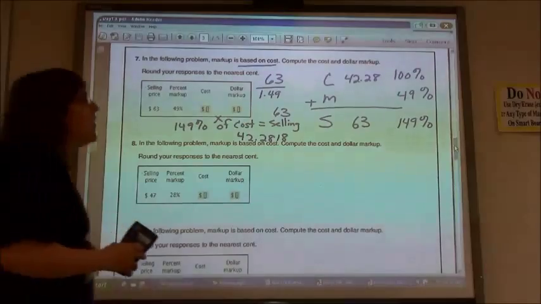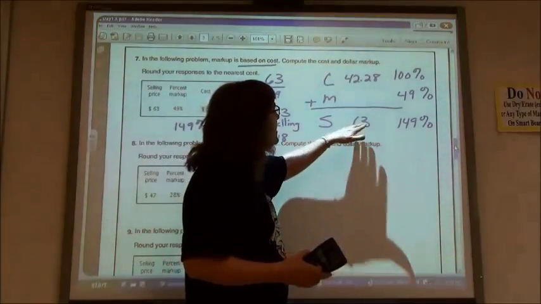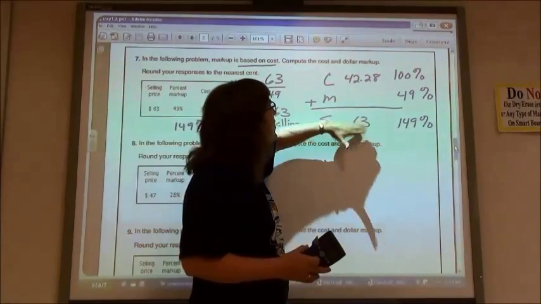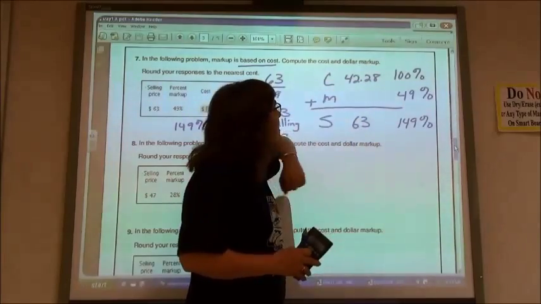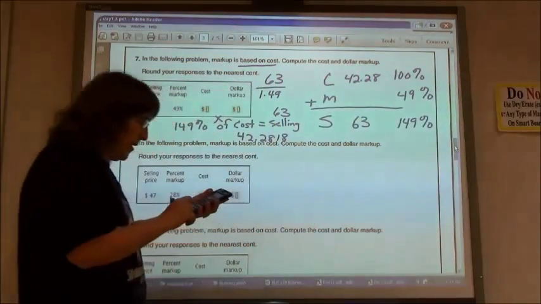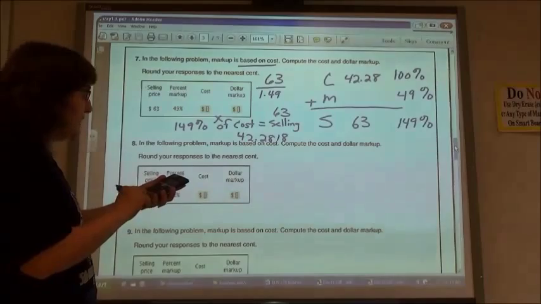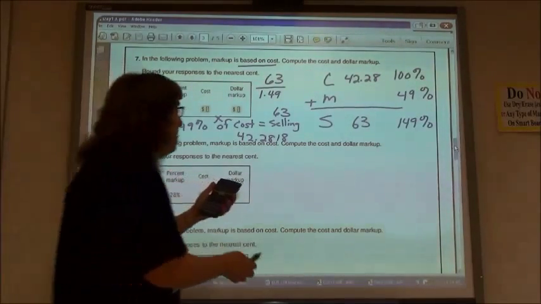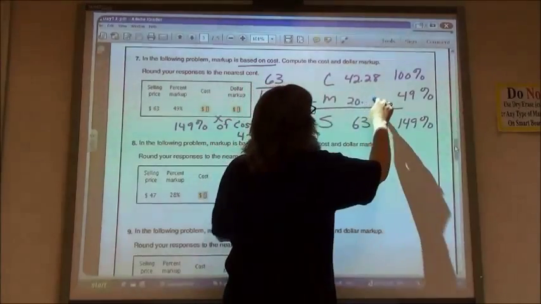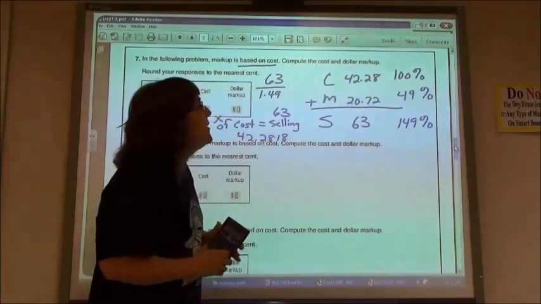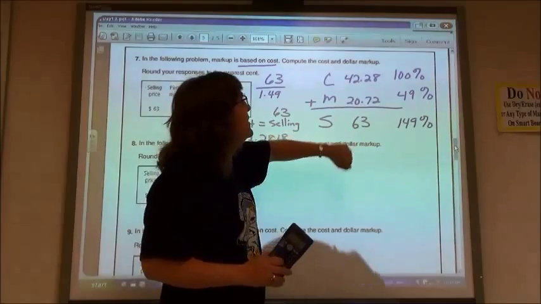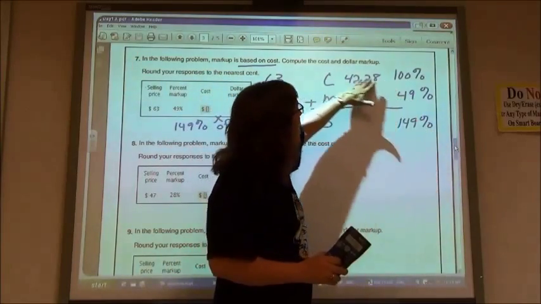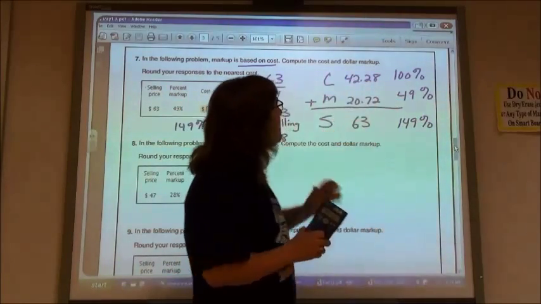Two different ways I could find my markup. The easiest way is just to go ahead and subtract, right? We know that the difference between these two things would give us our amount. So if I take 63 minus 42.28, I get $20.72. Now, if I interpret this, 49% of the cost should be the same number.